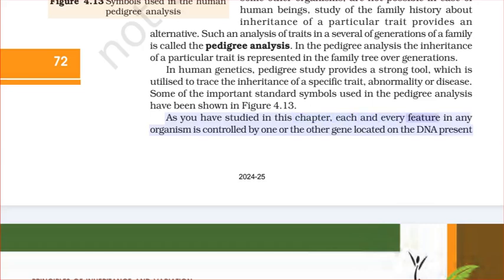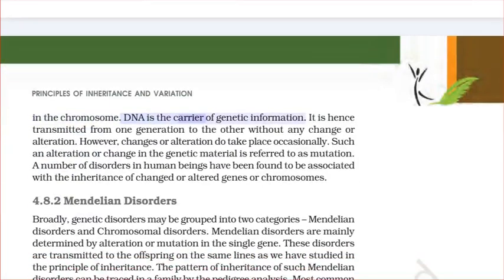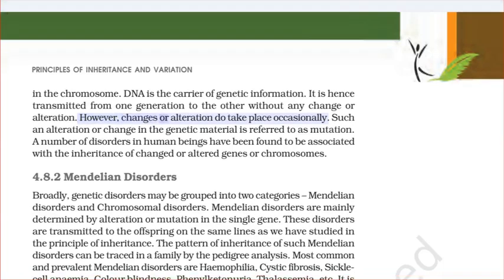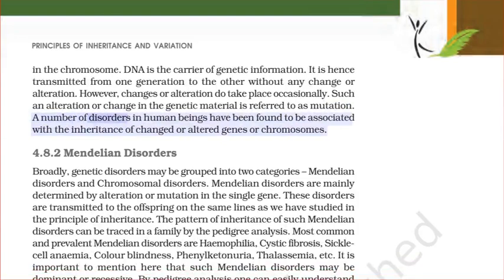Each and every feature in any organism is controlled by one or the other gene located on the DNA present in the chromosome. DNA is the carrier of genetic information. It is hence transmitted from one generation to the other without any change or alteration. However, changes or alterations do take place occasionally. Such an alteration or change in the genetic material is referred to as mutation. A number of disorders in human beings have been found to be associated with the inheritance of changed or altered genes or chromosomes.